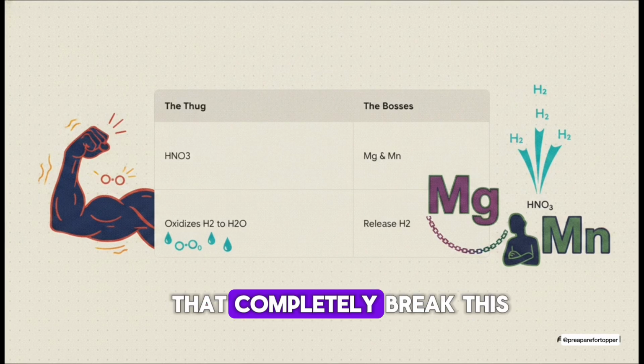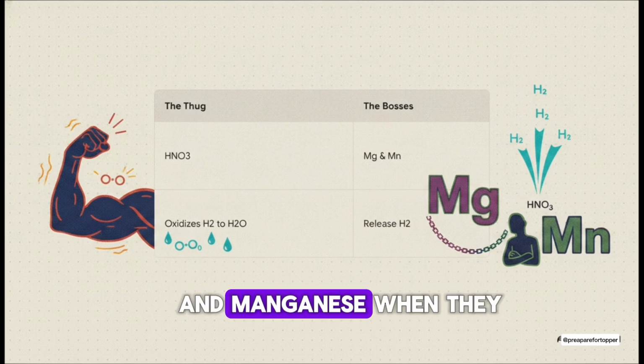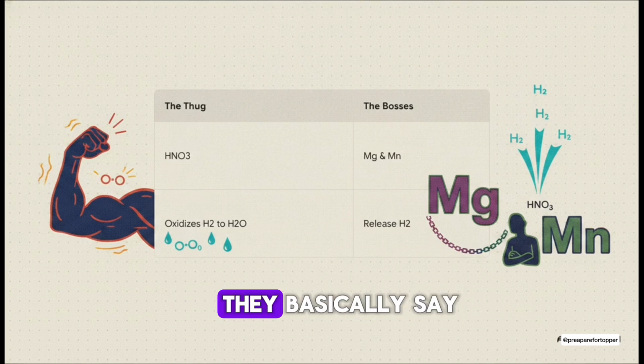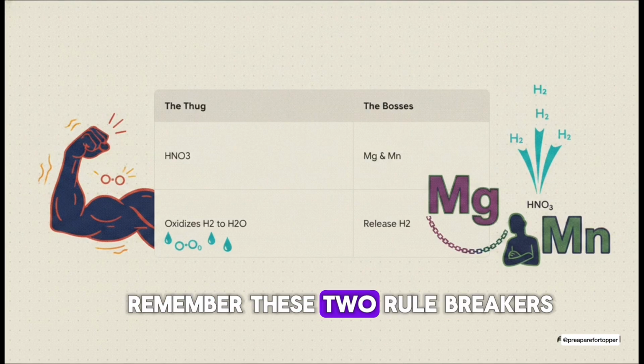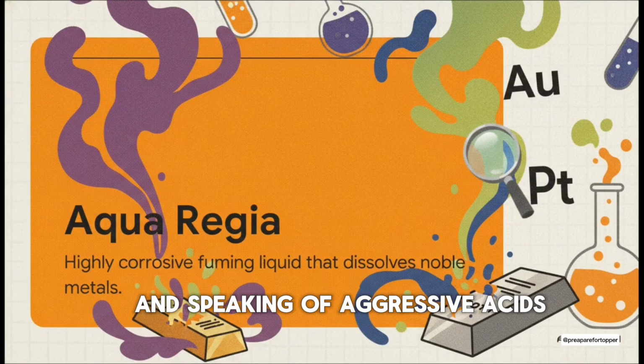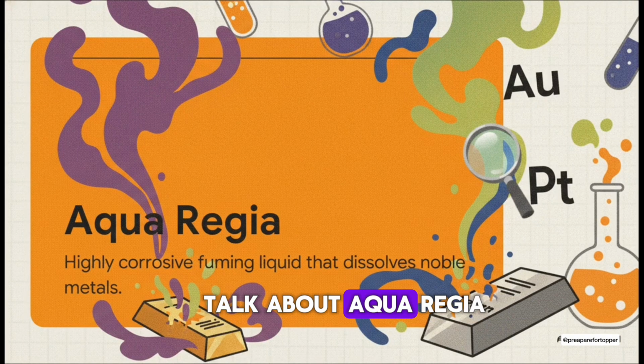The two bosses that completely break this rule are magnesium and manganese. When they meet nitric acid, they basically say no way and force it to release hydrogen gas anyway. Remember these two rule breakers. And speaking of aggressive acids, we really have to talk about aqua regia.